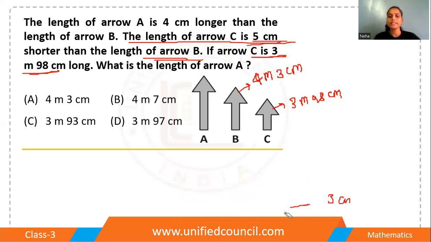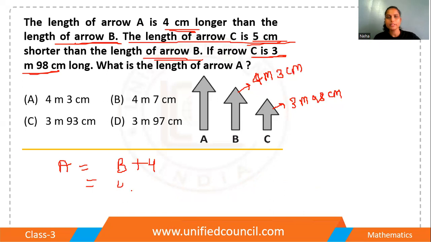Okay, let's erase this part. Now I will move to the length of arrow A. The length of arrow A is 4 centimeter longer than the length of arrow B. Right? The length of arrow A is equal to 4 centimeter longer than arrow B.